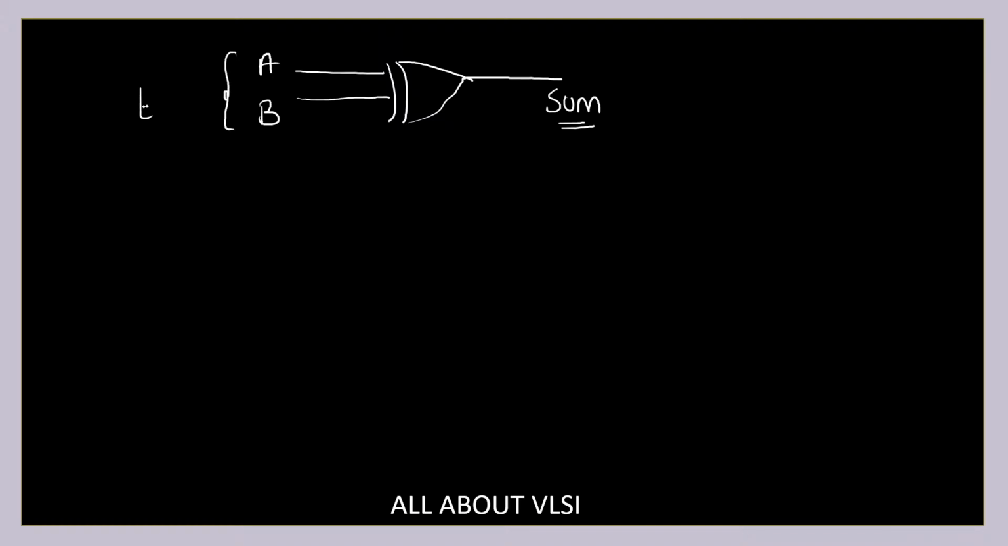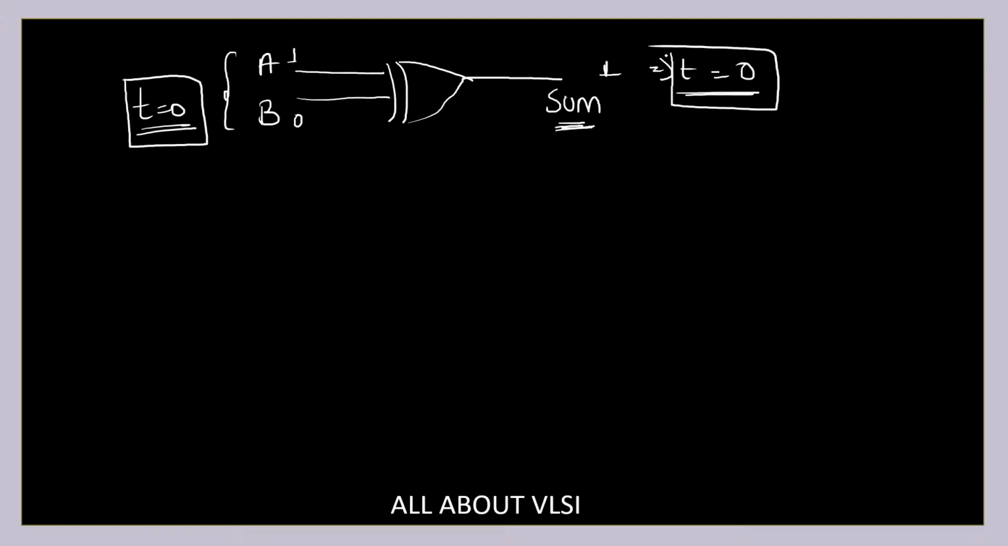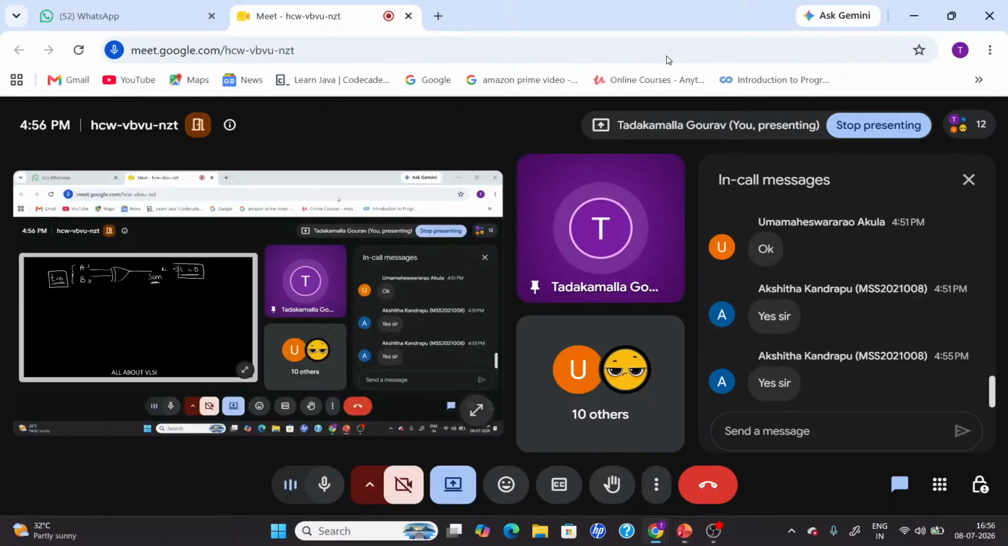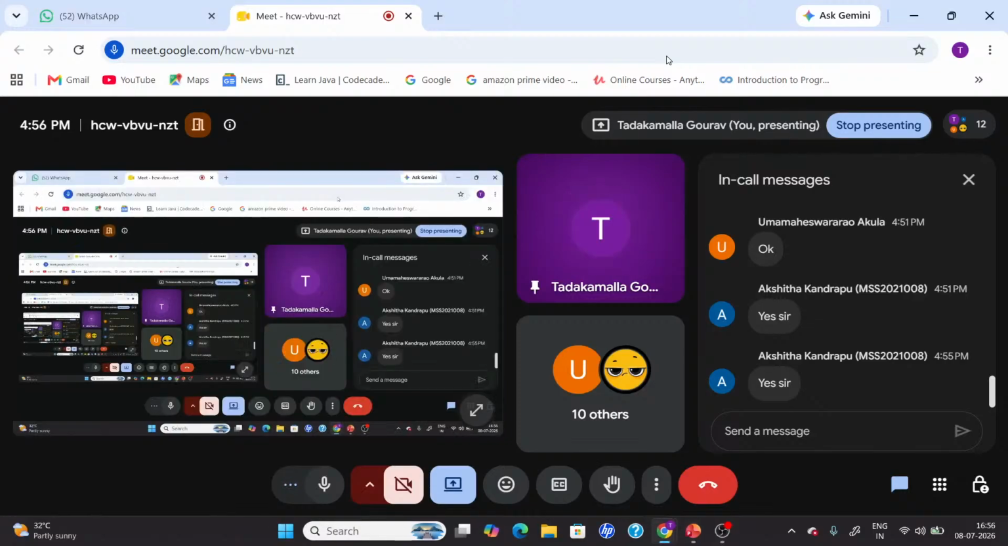Now, let's say we apply A and B at time t equal to 0. Let's say 1 and 0, applied at t equal to 0. Then the sum, A XOR B, which is 1 XOR 0, is 1. At which time are you going to get your sum? If I apply A and B at t equal to 0, am I going to get my sum exactly at t equal to 0? Yes or no?